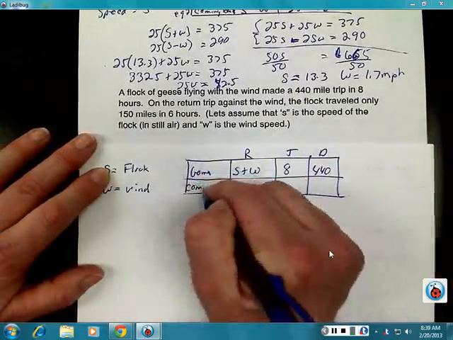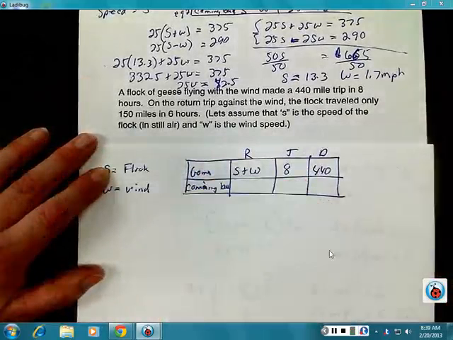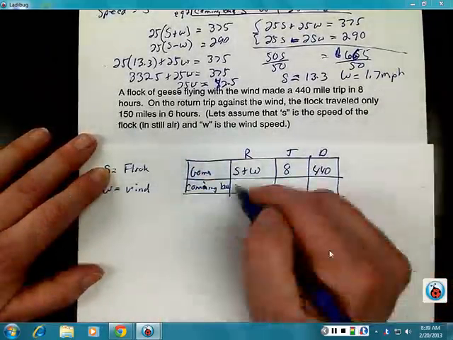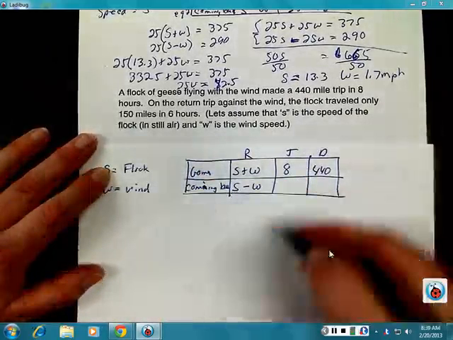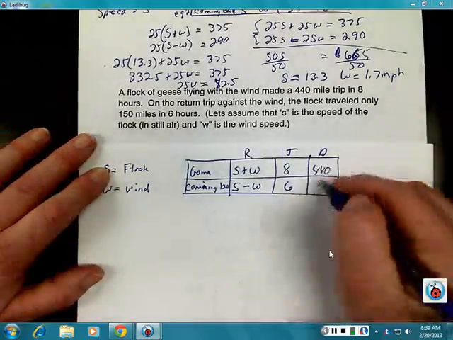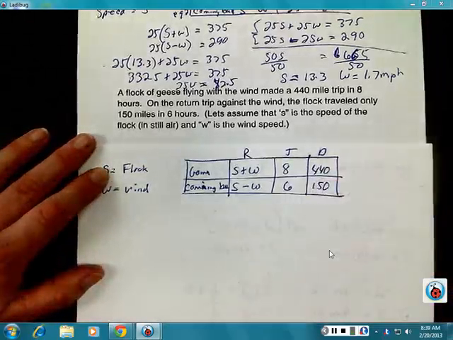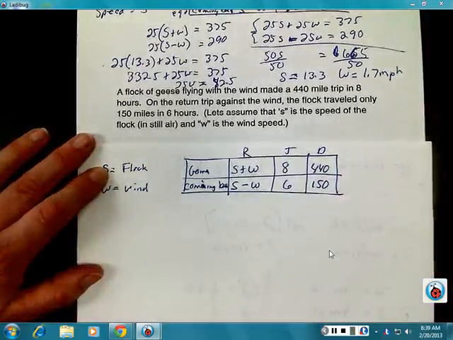And this is coming back. So if they come back, they're flying against the wind. It took them 6 hours, and they ended up only traveling 150 miles. Strong wind that day. Okay?